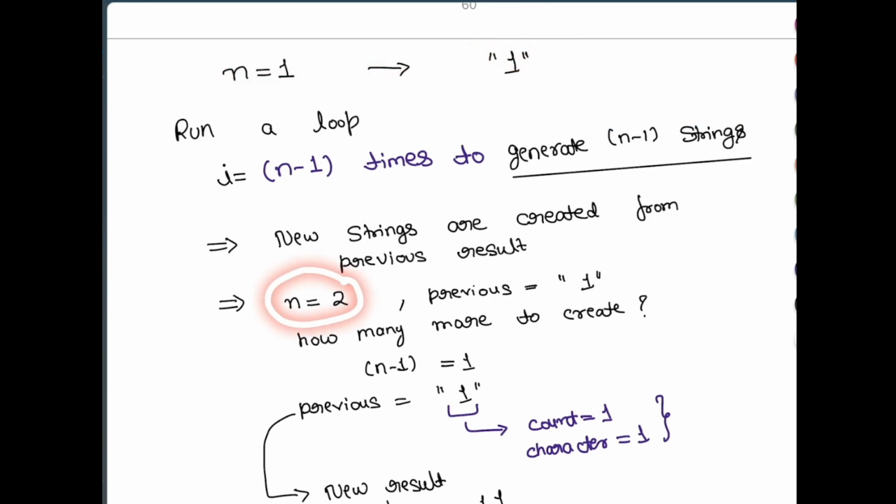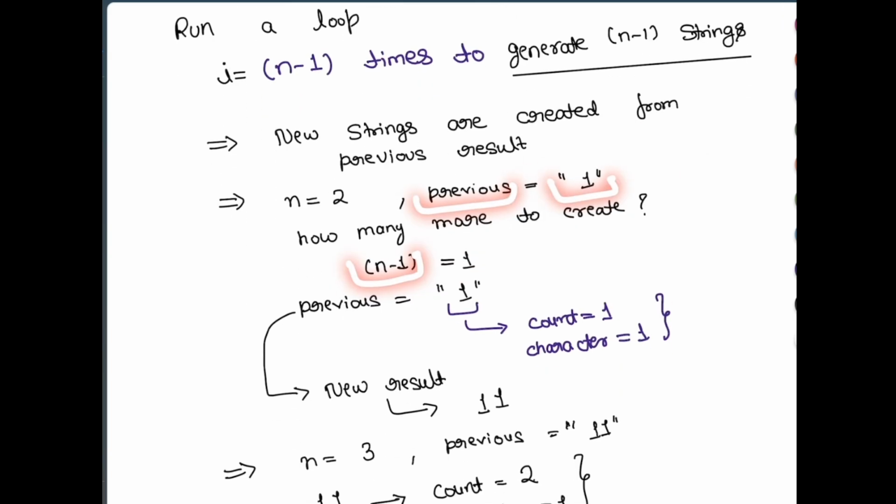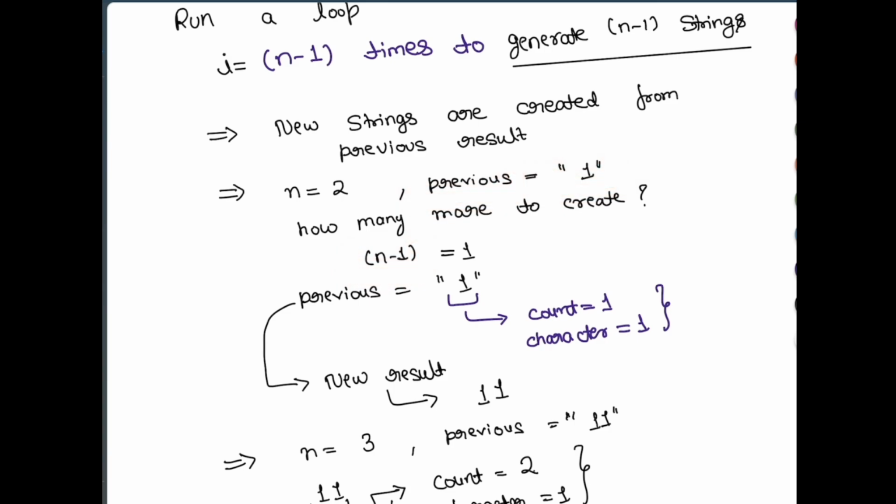What if the value of n is equal to 2? So the previous value is 1, right? Now, how many more do I need to create? I just need to create n minus 1, right? So if the value of n is 2, I need to create 2 minus 1, that is 1 more string. My previous value is 1. So for that, let me create the next string. The previous is 1. What is the count? The count of this is 1 and the character is 1. So I just need to store my current character, which is 1, and its count, which is 1. Then the next result is going to be the count, then the character. So 1, 1.